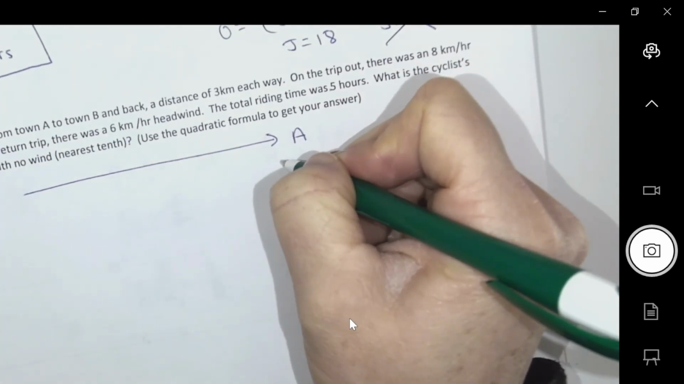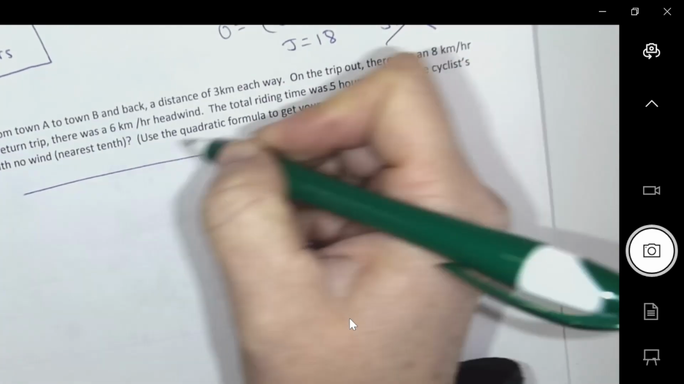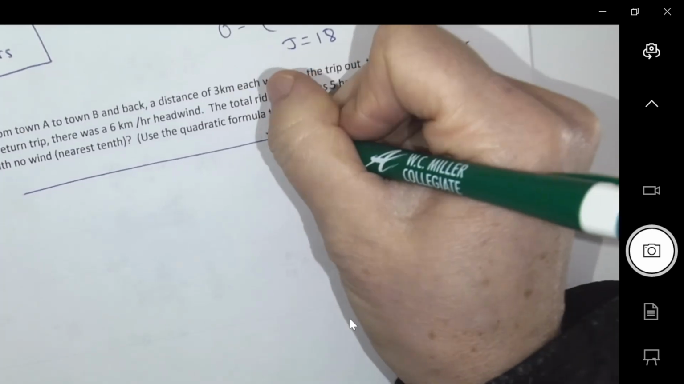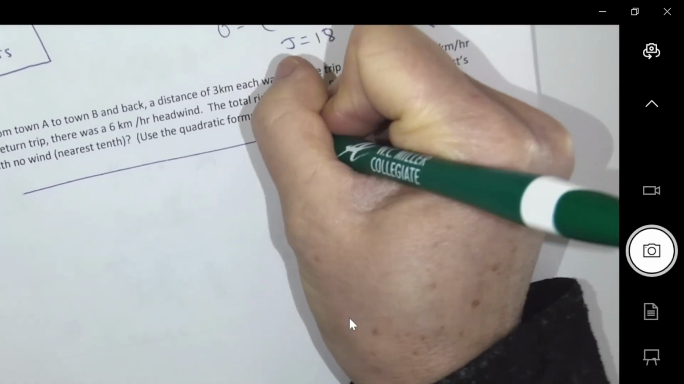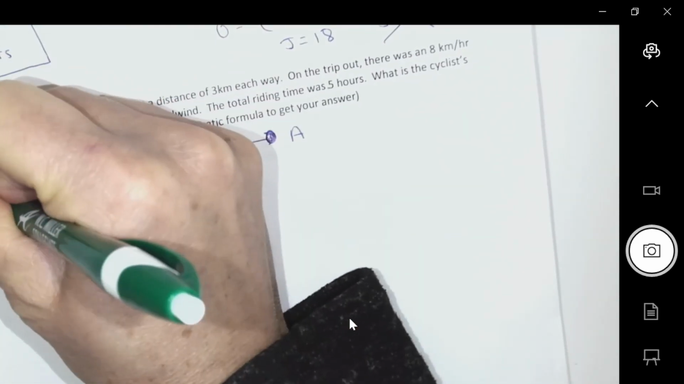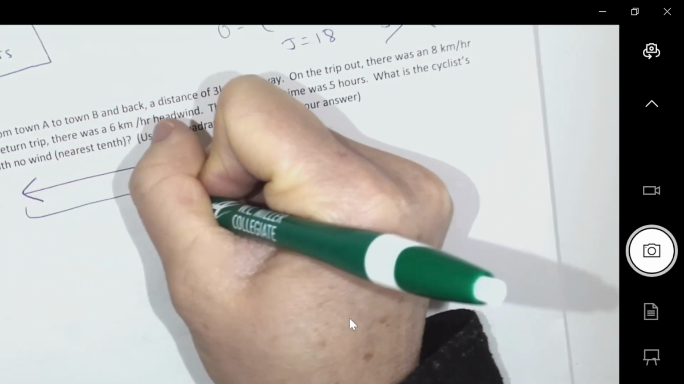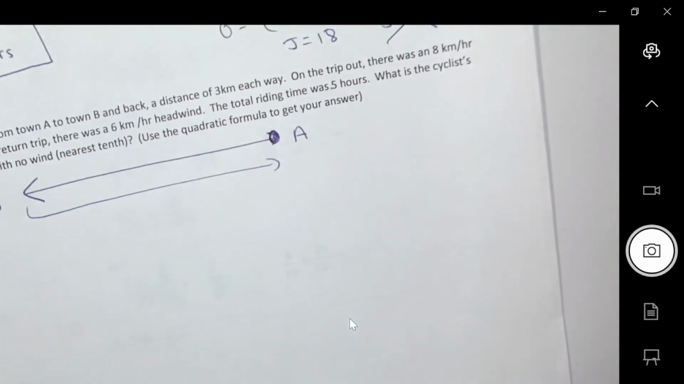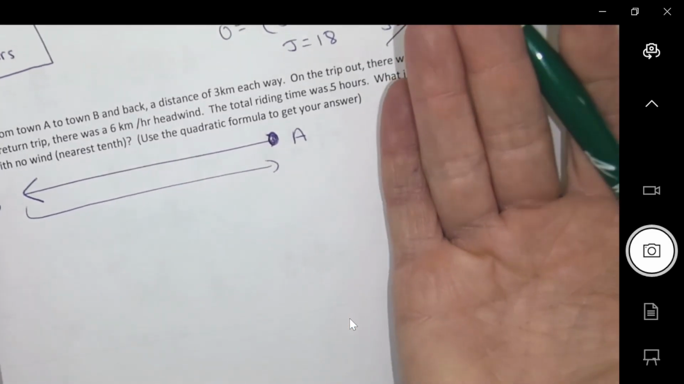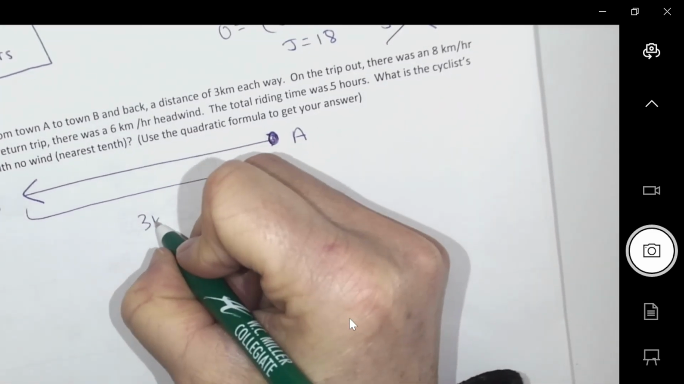Whoops, they started at A. I did that wrong. They went from A to B and then back. They did a bike trip like that. The distance each way, because it's the same distance, right? It's 3 kilometers.